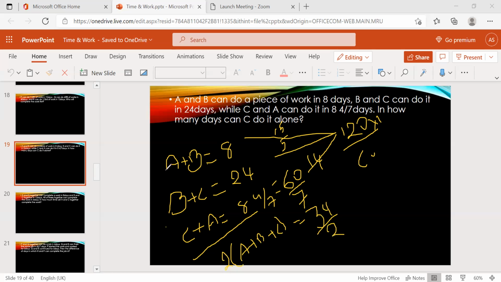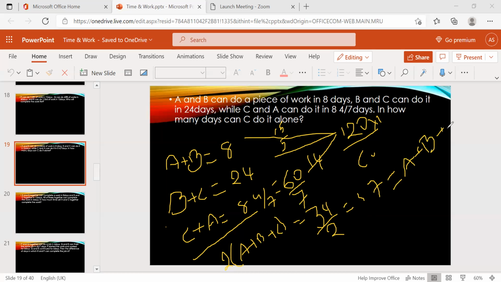So what we are doing first of all, we are taking A plus B together, B plus C together, and C plus A. And then we are calculating the efficiency of these. How are we calculating efficiency? Taking the LCM. By 8 days, by 24 days, by 60 by 7 days, we'll get efficiencies of 15, 5, 14. Then just add these three. Adding these three gives 2A, 2B, 2C, that is 2 into A plus B plus C, which is 34. Now A plus B plus C equals 34 by 2, which is nothing but 17, right? 17 is A plus B plus C.